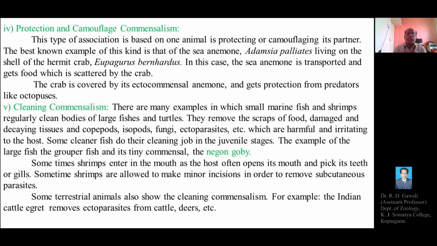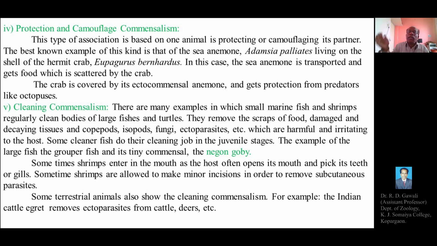So, in the cleaning commensalism of the shrimps, they can share the food from the host fish. In return, the cleaning activity, that is picking the teeth or the gills and removing the entangled materials, might be a food that could be removed by the shrimps from the mouth cavity, the teeth or the gills. So this is a type of cleaning commensalism between the shrimps and the host fish.